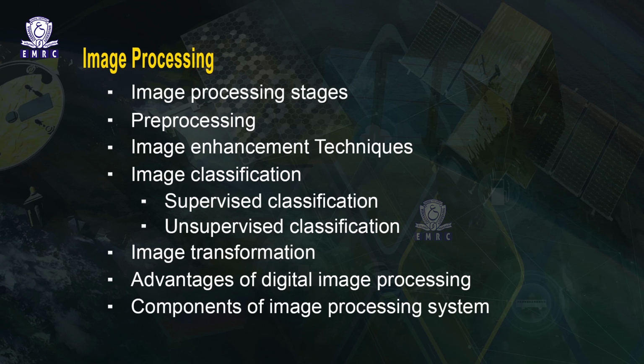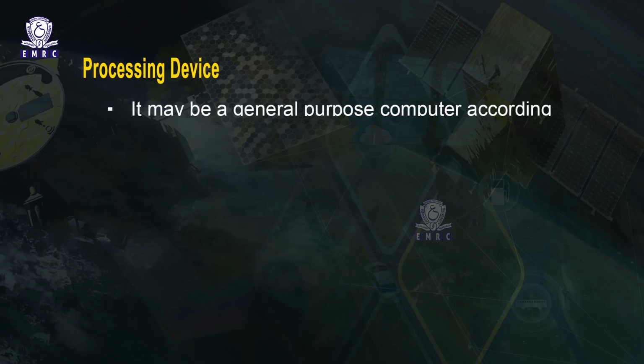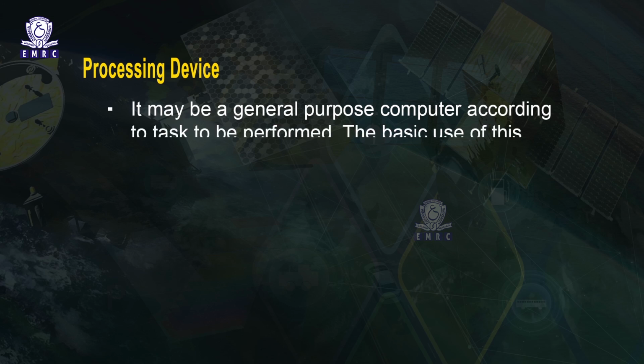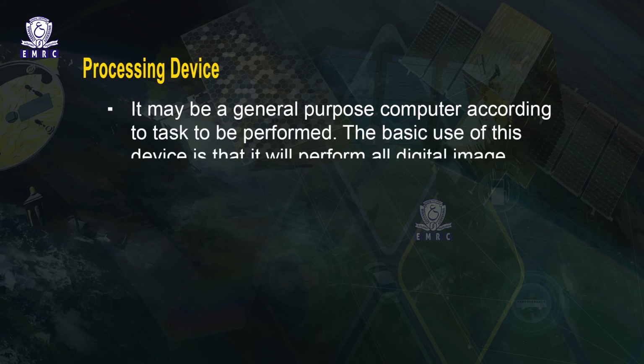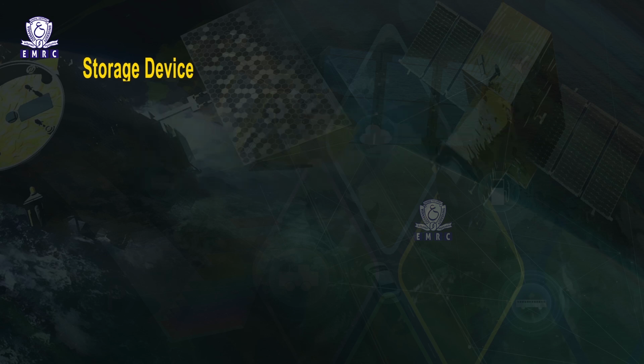Components of the image processing system. The components of the image processing system differ depending on the type of image. For example, for satellite images and X-ray images, the following components are the minimum requirement of an image processing system. Processing device. It may be a general purpose computer according to the task to be performed. The basic use of this device is that it will perform all digital image processing tasks offline.